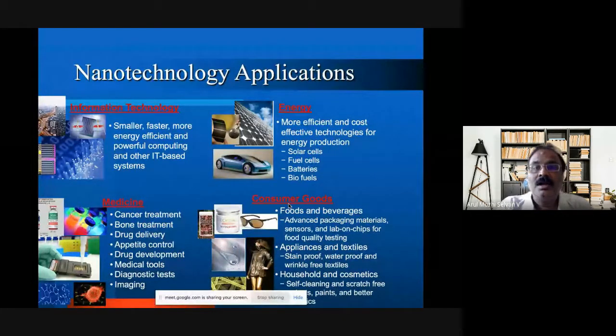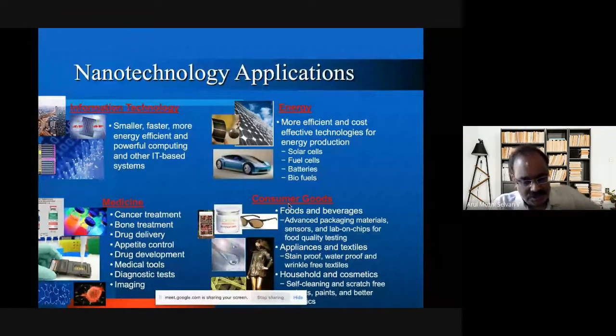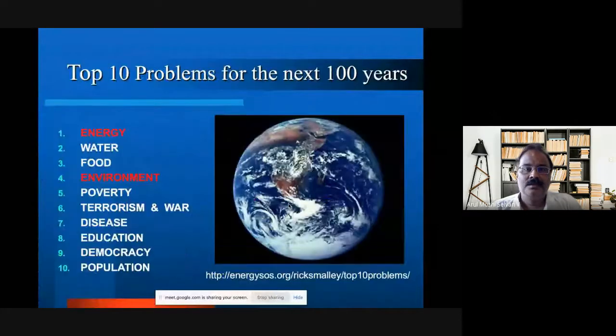But now our focus is on energy, and how this energy utilization and enhancement of the engine performance, and how this nanotechnology can be used for emission reduction. So this is what we are going to discuss today. The top 10 problems for the next 100 years were reported globally, like energy, water, food, environment, poverty, terrorism and war, disease, education, democracy and population. So these were listed, the top 10 problems. So the first problem is energy.